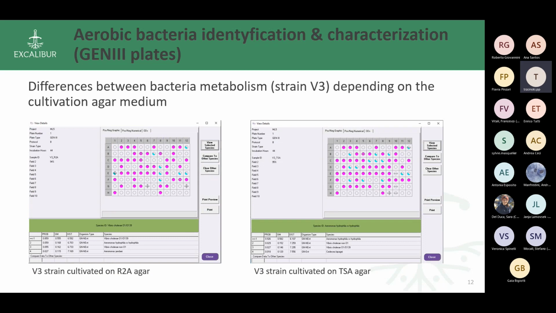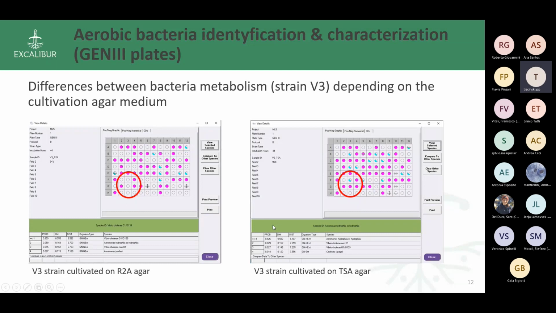Here we have another example, the difference between the metabolism of a strain cultivated on different media. There are some differences. The strain cultivated on TSA agar will be more active, so we'll obtain different results.